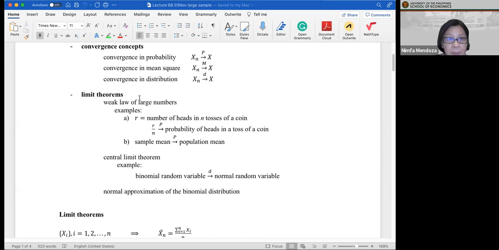So we'll go to the limit theorems. We'll start with the weak law of large numbers. An important takeaway there is the sample mean converges in probability to the population mean. So if the sample size becomes sufficiently large, the sample mean would be a good estimator of the population mean.